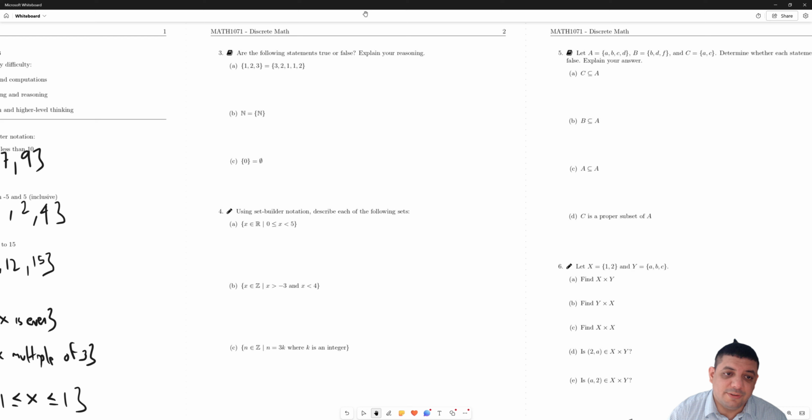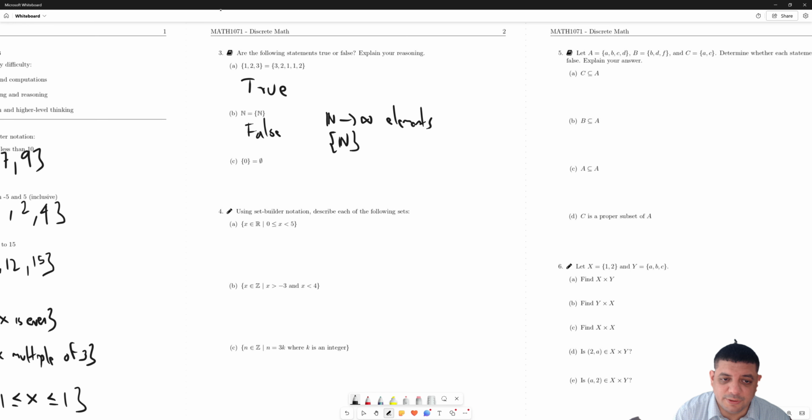And this is true. This is true because it doesn't matter if I have repetitions. So by the extension axiom, these are two sets that are equal since they have the same elements. Doesn't matter that we have repetitions. B is the set of the natural numbers equals the set that contains the natural numbers, and this is false. The natural numbers has infinite elements, while the set that only contains the naturals is going to have one element only. So those are different things.